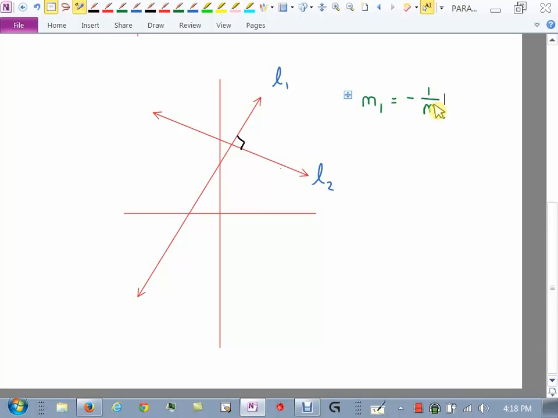Now just look at this equation real quick. I'm going to multiply M2 on both sides of this equation. And then over here it cancels. What's still on my right-hand side? -1. And then on the left-hand side, I have M1 times M2, right? Another way to say that two lines are perpendicular is to say their slopes must multiply to be what? -1. So if you have two lines and you have their slopes, to figure out if they're perpendicular, you multiply the two slopes together. If you get -1, they're perpendicular. Okay?